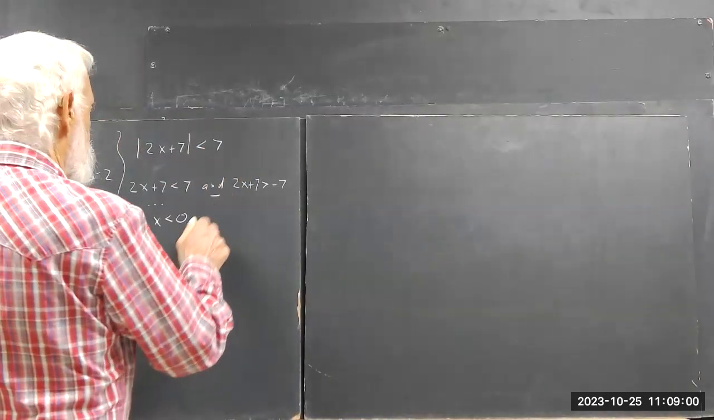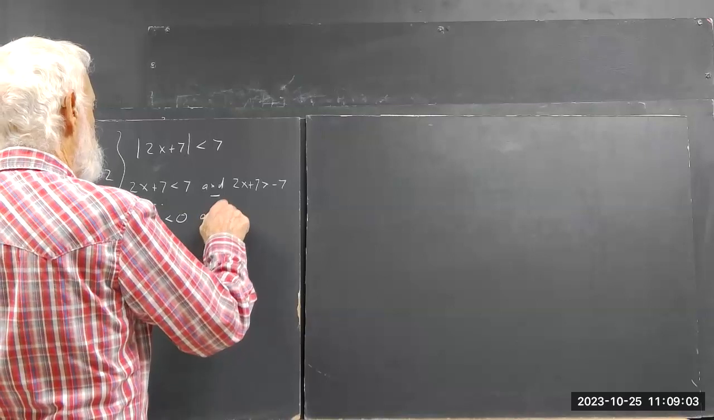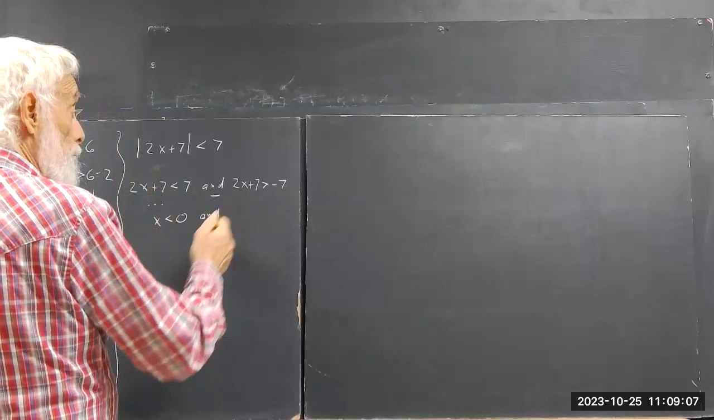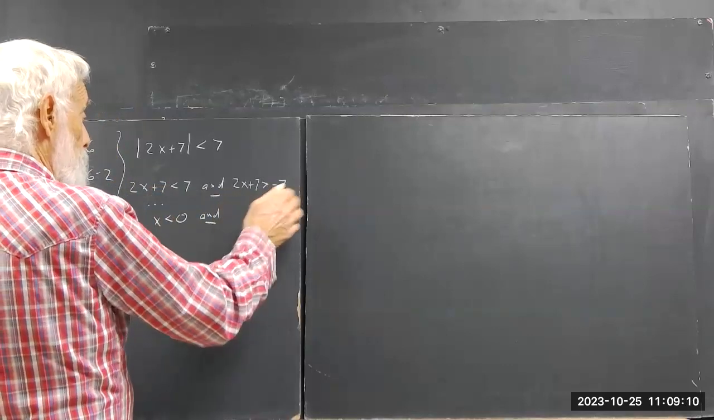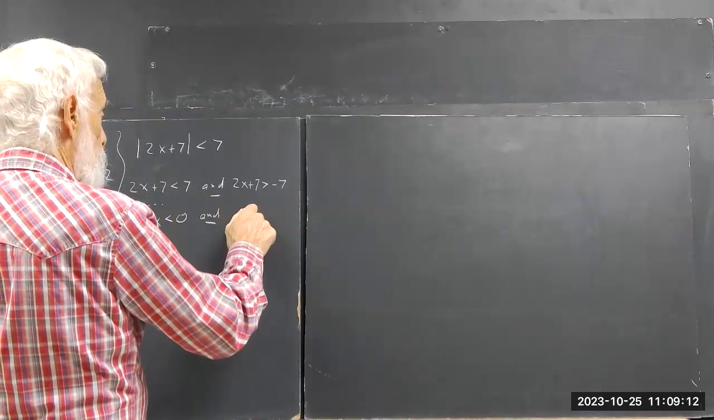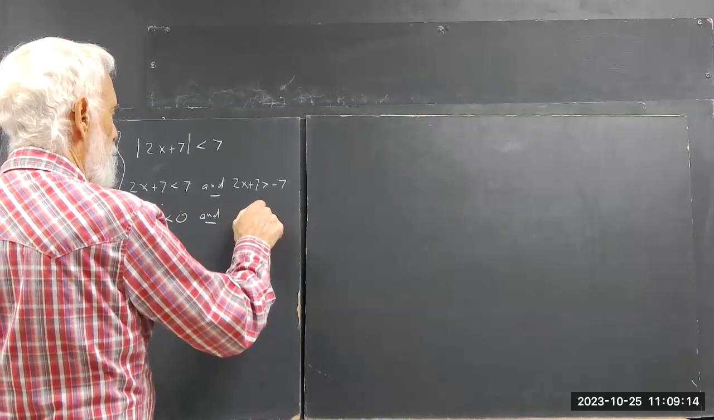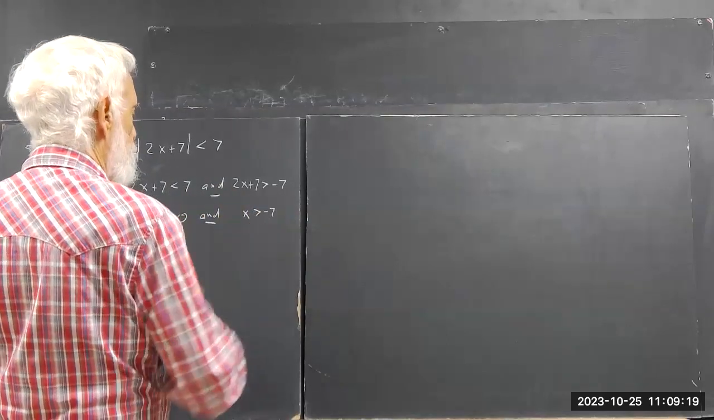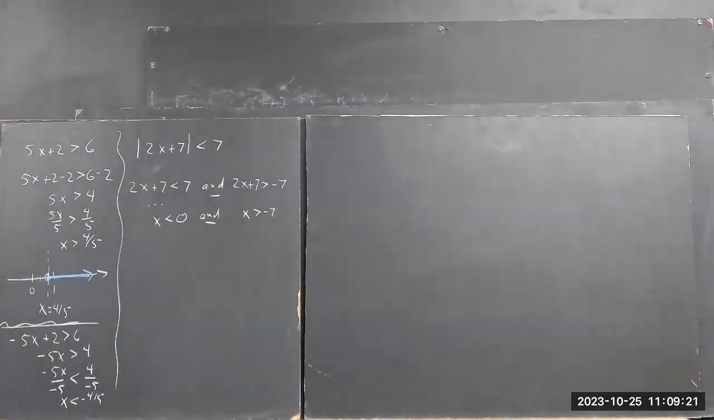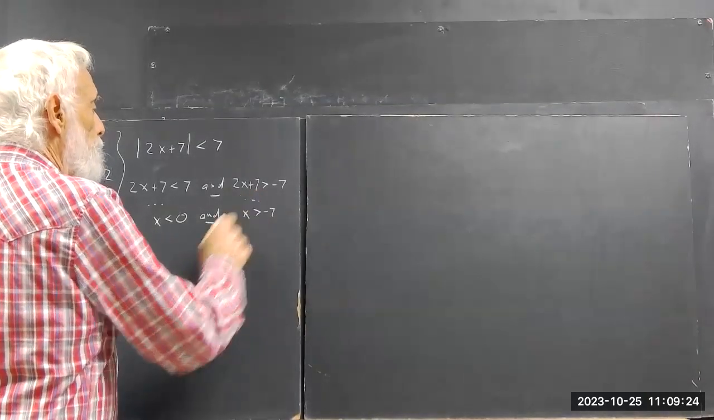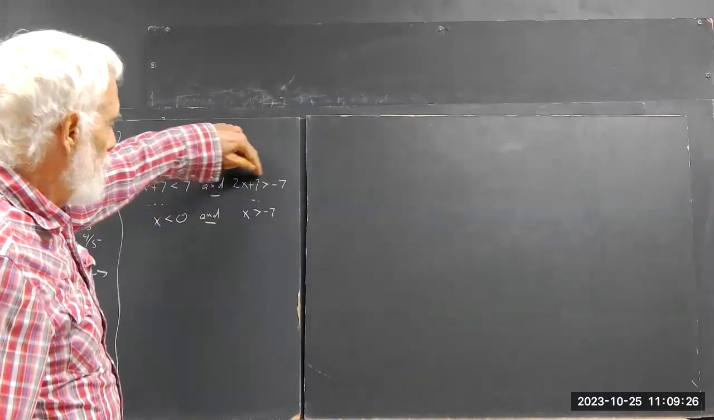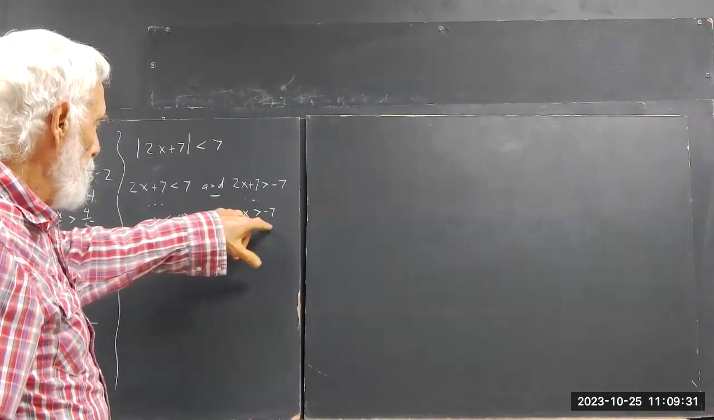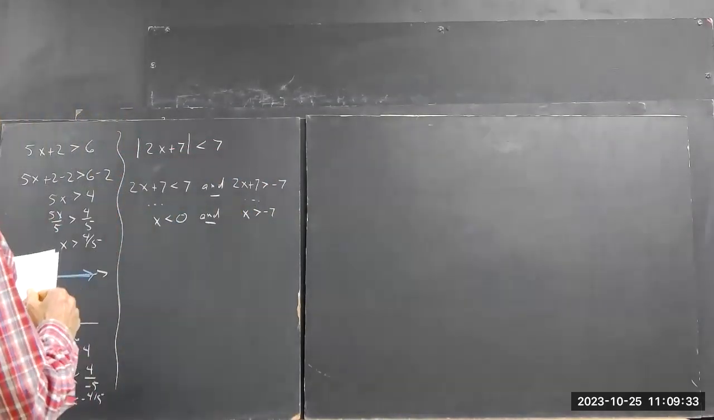Okay, so x has to be less than 0, and 2x + 7 can't be less than -7. It's got to be greater than -7. So in this case, if we solve this inequality, we would subtract 7 from both sides, we get -14 here. And then we divide that by 2, we get x greater than -7.